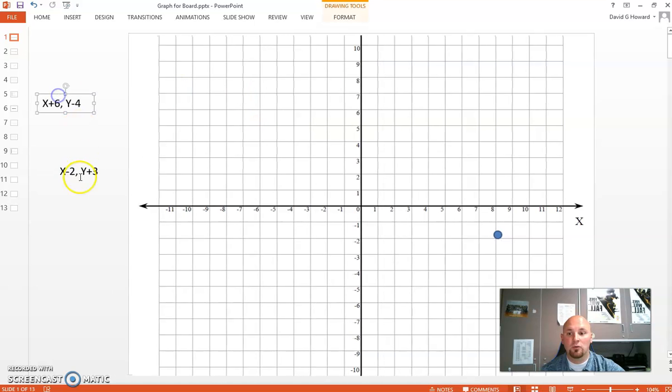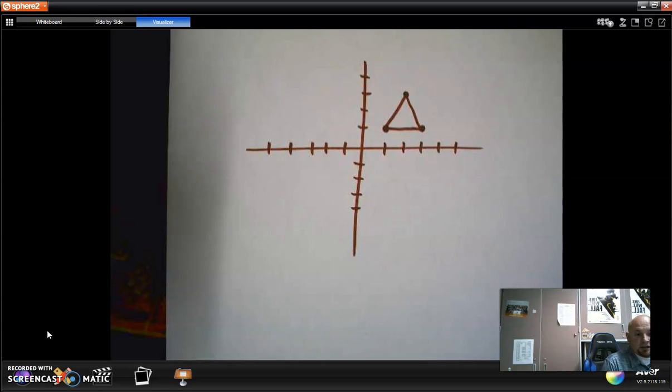Let's get a different rule here. Let's say the new rule is x minus 2, y plus 3. That tells me I go left 2, up 3. So I go left 2, 1, 2, up 3. 1, 2, 3. All right. Sorry I'm kind of jumping around a little bit, but I'm wanting to get lots of different examples.